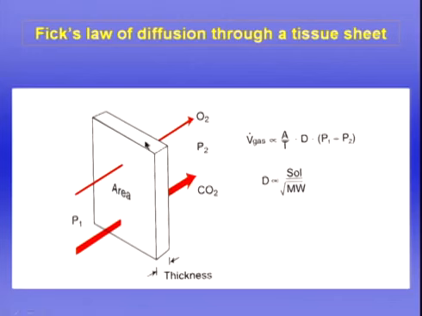What this slide says is that if we have a tissue sheet, for example, something like a postage stamp, then the volume of gas which moves across the tissue sheet here is proportional to the area of the sheet, proportional to a constant, which is called the diffusion constant, and the difference in partial pressure between one side of the sheet and the other. It's also inversely proportional to the thickness of the sheet. And so what this means is that we need as thin a sheet as possible and as large an area as possible.